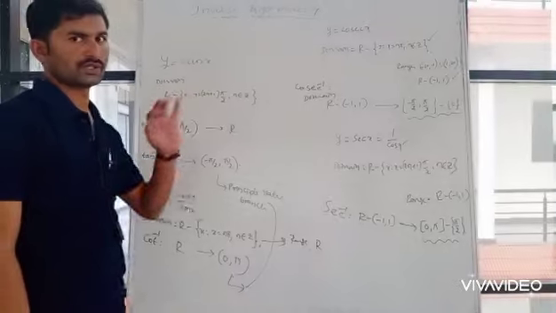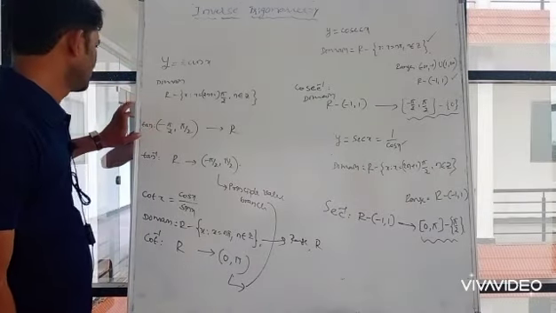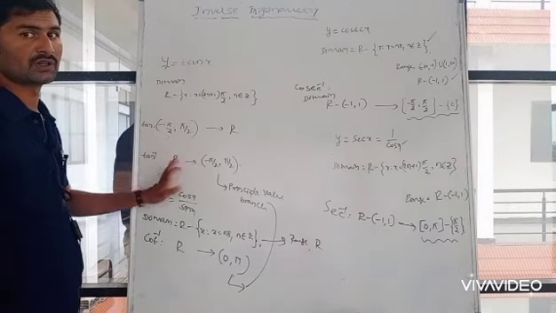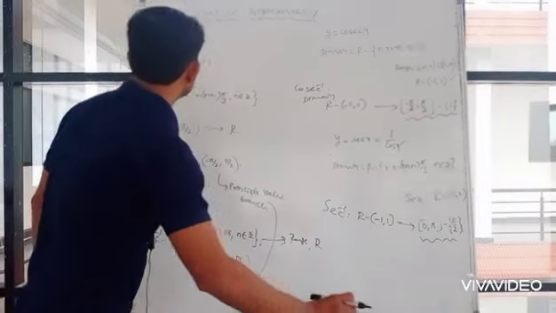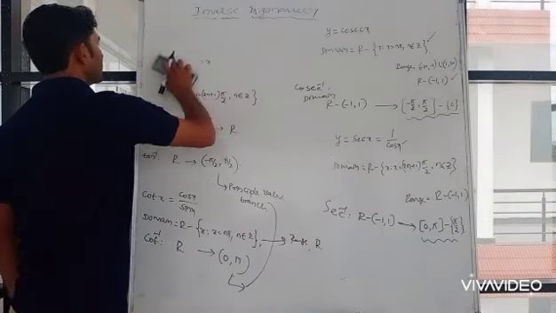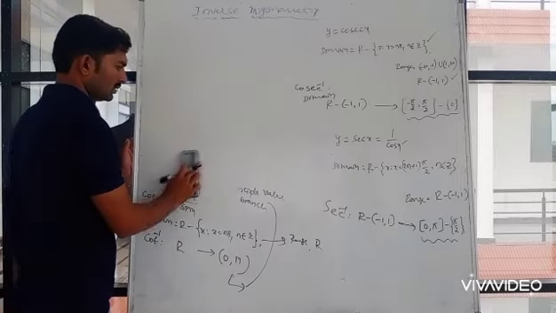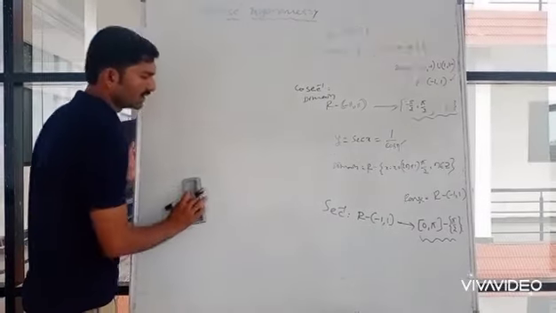Okay. So this is about the domain and range for inverse trigonometric functions. It is very important to remember the domain and range for all the inverse trigonometric functions. After this, we'll see some examples for finding the principal values. First of all, we'll see the table.